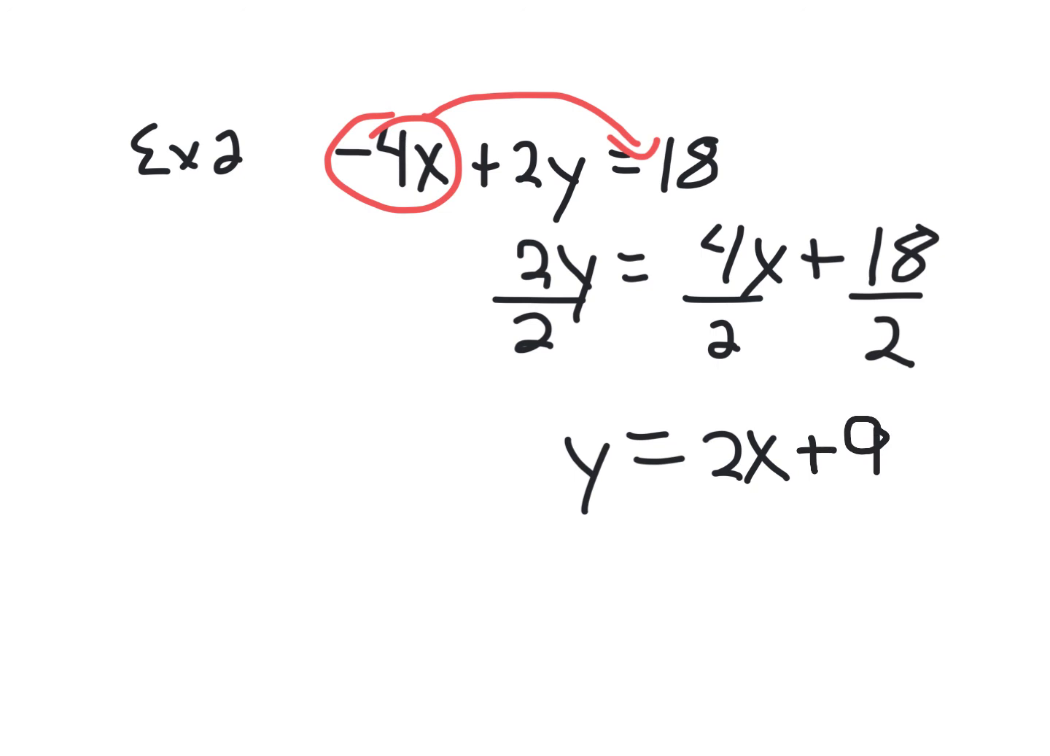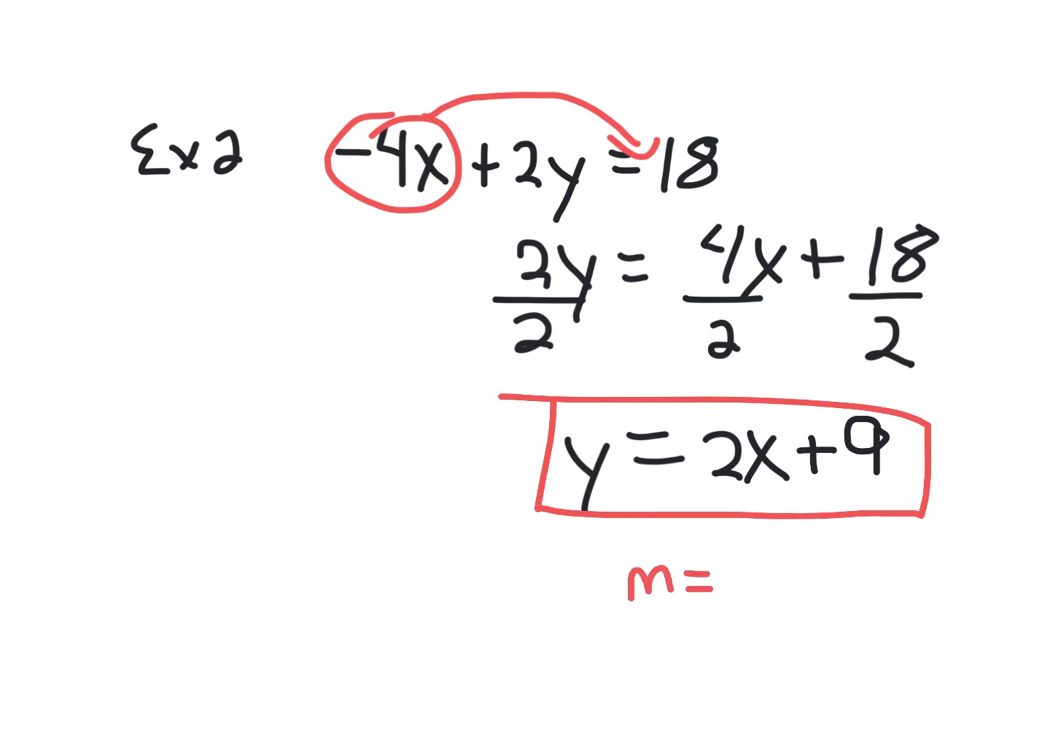All right, so now this equation is in what's called slope-intercept form, where the slope is equal to 2, and the y-intercept is 9, or we could say at 0, 9. When x is 0, the y is 9. All right? All right, that's the end of this video converting standard form to slope-intercept form.